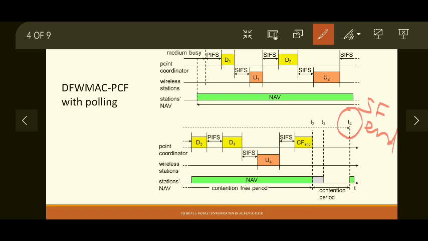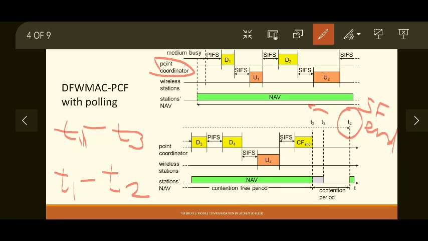Now what is T3? Initially the point coordinator, or our access point, determined that T1 to T3 is the time that will be required to poll all stations. All stations are nothing but 4 stations, but U3 was absent during the polling. So that period is moved back to now T2. So the new contention free period is T1 to T2.